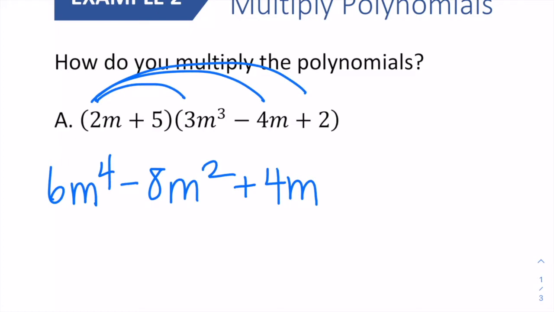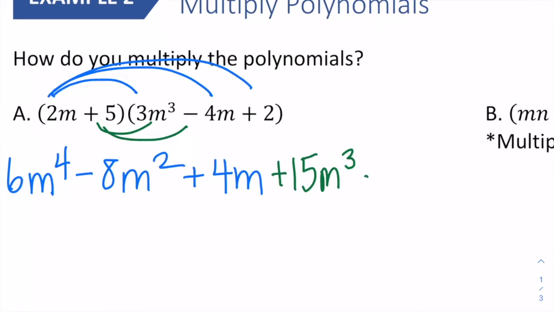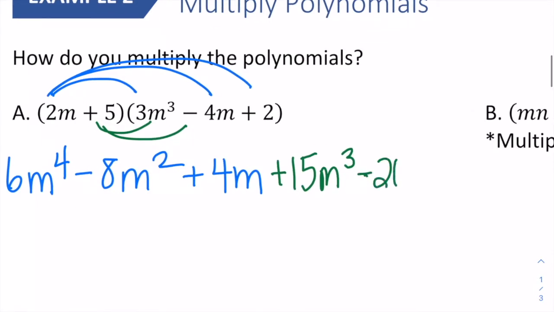And now we're going to look at the 5. We're going to multiply everything by 5 here. So 5 times 3m cubed would be 15m cubed. And then 5 times negative 4m is negative 20m. And then lastly, 5 times 2 is plus 10.